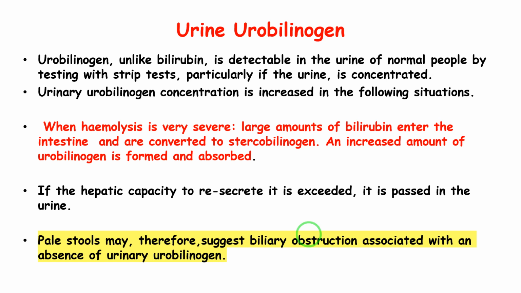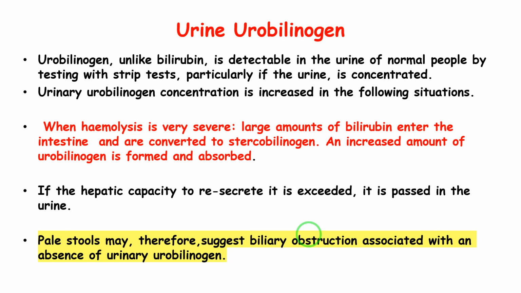How can urobilinogen measurement in the urine help to identify the type of the jaundice? Normally, urobilinogen appears in the urine, especially if it is concentrated, and the bilirubin doesn't appear. So if we found bilirubin in the urine of a patient, it is abnormal. When does the concentration of urobilinogen increase?